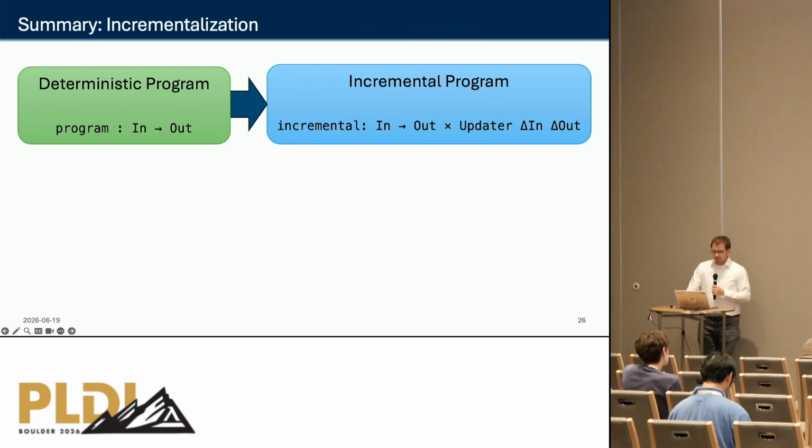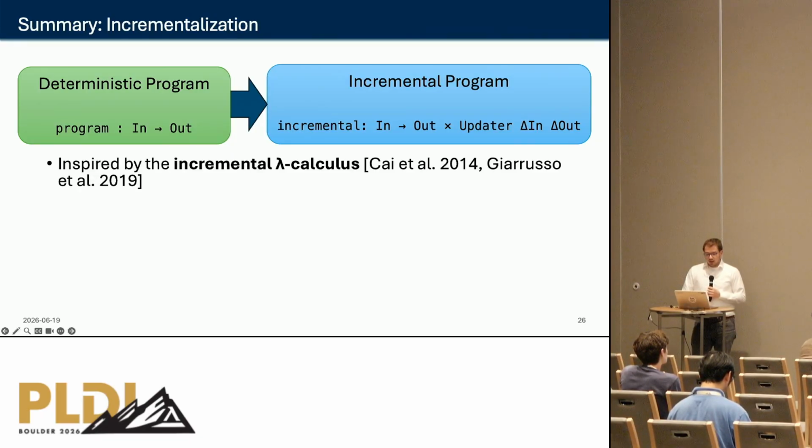So now let me put all the pieces together and summarize how the incrementalization transformation works. We start with a deterministic function from an input type to an output type, and such a deterministic program is incrementalized to a function that takes the same input type, but in addition to the output also produces an updater. A lot of this was inspired by the literature on the incremental lambda calculus, but our approach also works in the typed higher order setting.